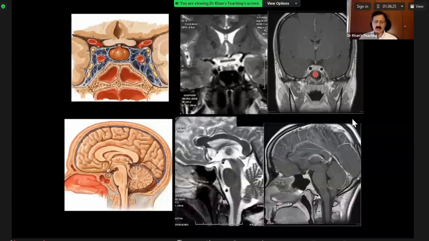So this kind of anatomy can be asked in the exam, where the examiner might put the mouse here. What is this? And this is the supraclinoid portion of internal carotid artery. What is this? And this is the ACA. What is this? This is the MCA.